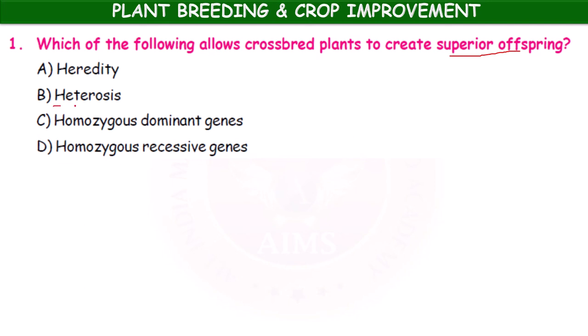Okay, heterosis. What is heterosis? Heterosis means the superiority of the offspring over its parents. This heterosis allows the crossbreed plants to create superior offspring.